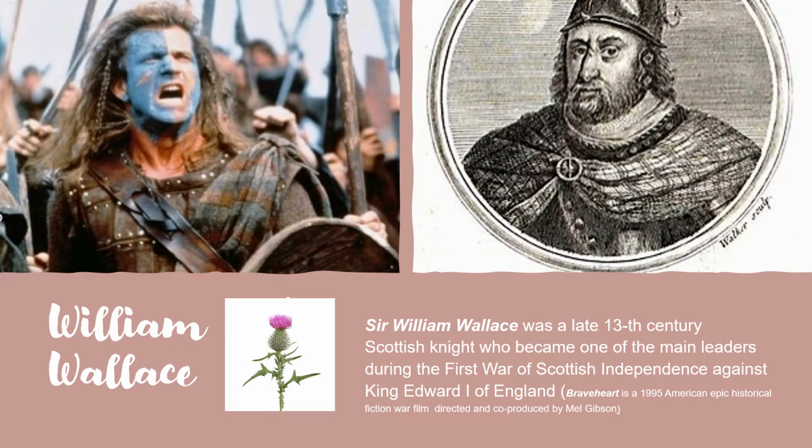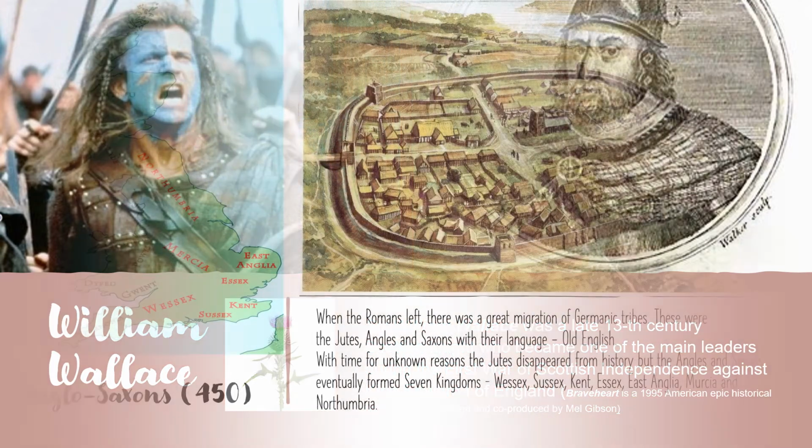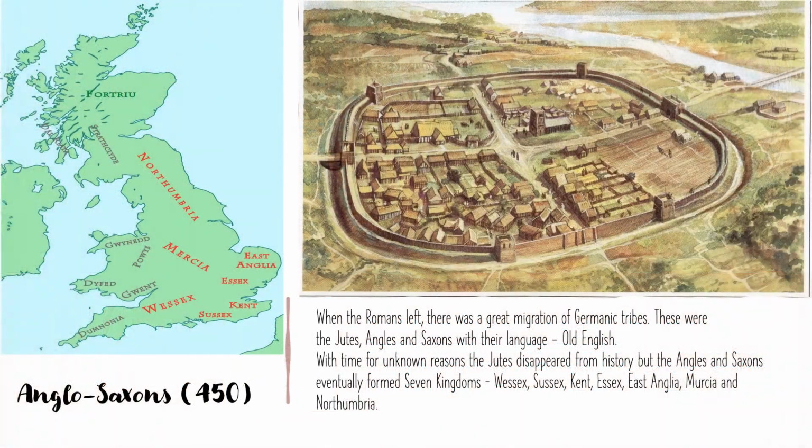When the Romans left, there was a great migration of Germanic tribes. There were the Jutes, Angles, and Saxons with their language, Old English. With time, for unknown reasons, the Jutes disappeared from history, but the Angles and Saxons eventually formed the heptarchy. Heptarchy, okay? That means 7 kingdoms: Wessex, Sussex, Kent, Essex, East Anglia, Mercia, and Northumbria.